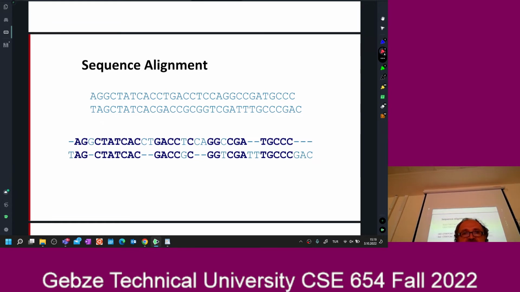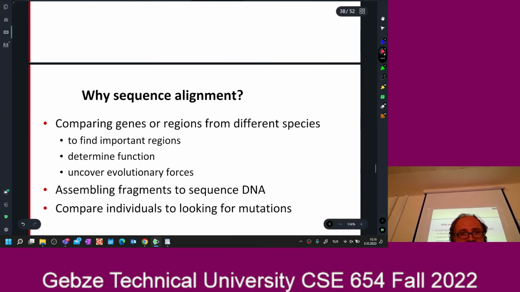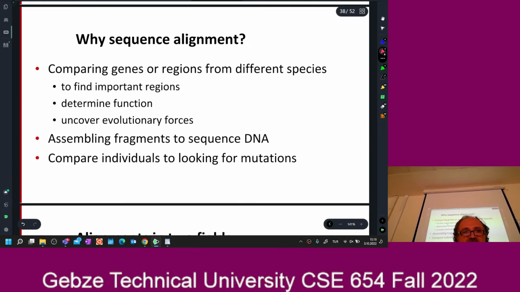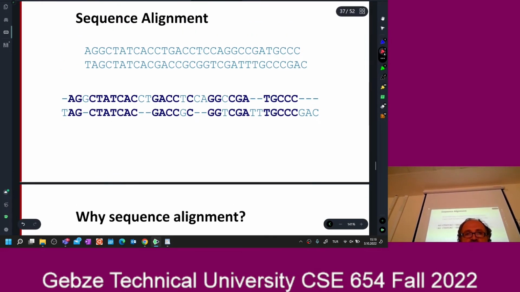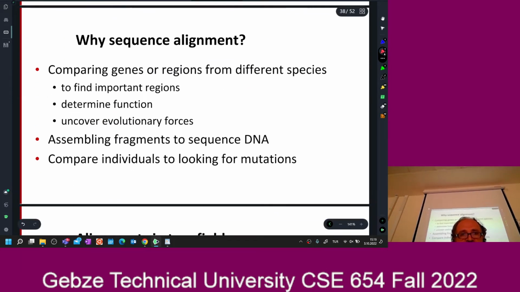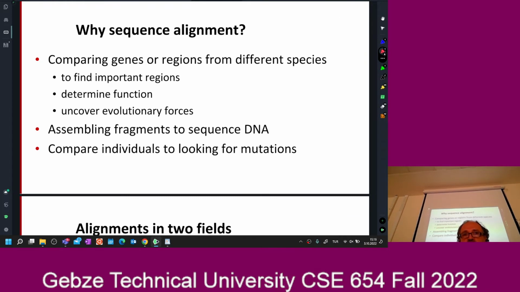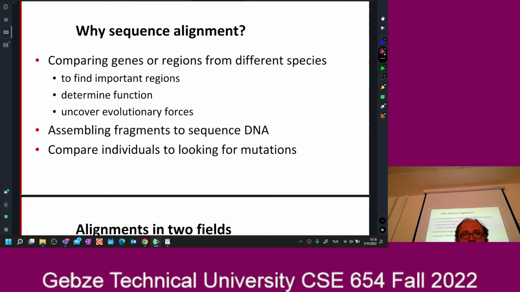This is the sequence alignment between 2 sequences. So where do they use it? Okay, they find the important regions. Let's say they found that this region is common to all the mammals. That's important, right? So they say that this subsequence of DNA is common to all the mammals. So it must mean something, right? It's what makes mammals different from the other creatures, okay? Or determine their function, or uncover evolutionary forces and so on. Okay?